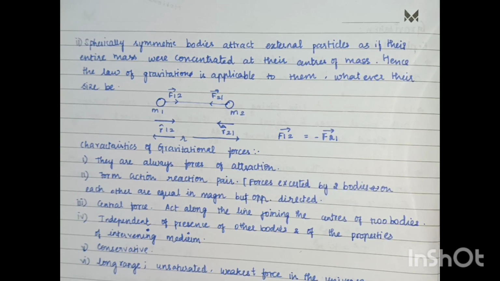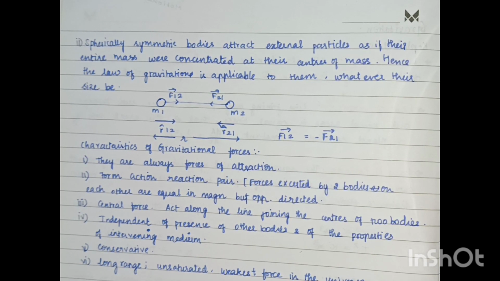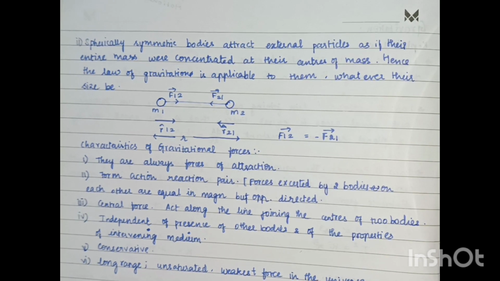Spherically symmetric bodies attract external particles as if their entire mass is concentrated at their center of mass. Hence, the law of gravitation is applicable to them, whatever their sizes may be. So they are talking about spherically symmetric bodies, and they are saying the entire mass is concentrated at the center of mass. We can take it like that, and hence we can apply the law of gravitation to them.